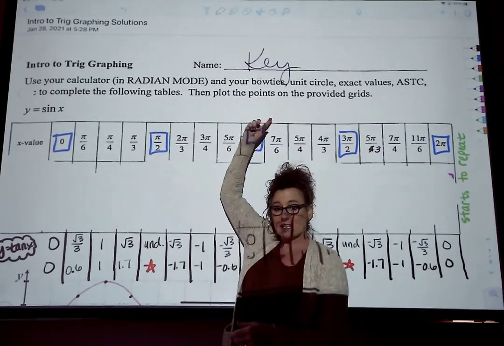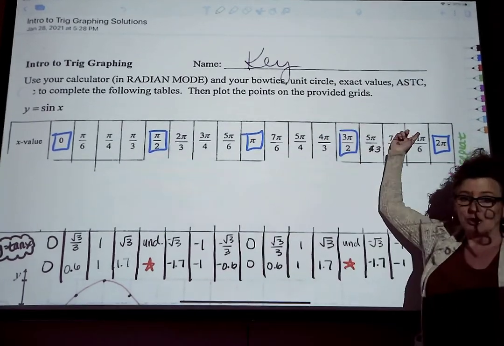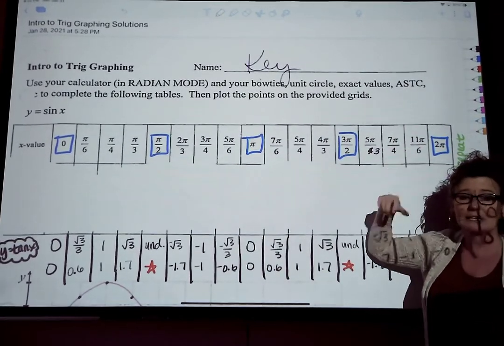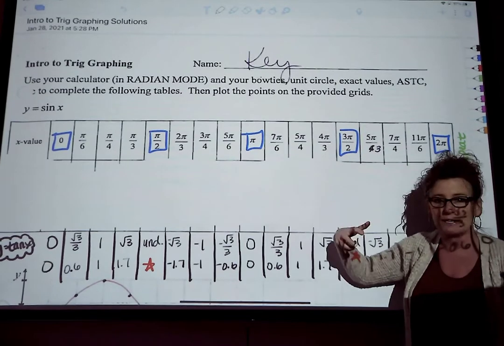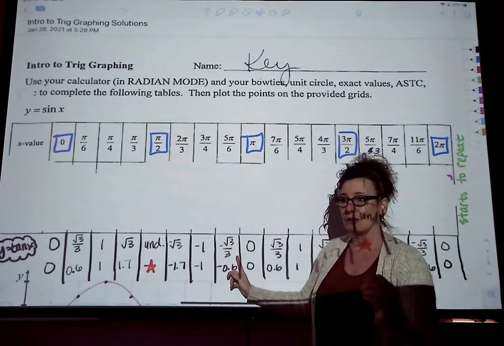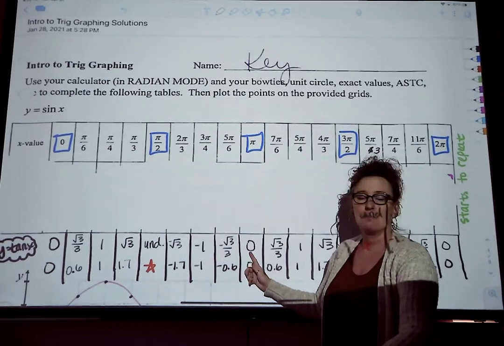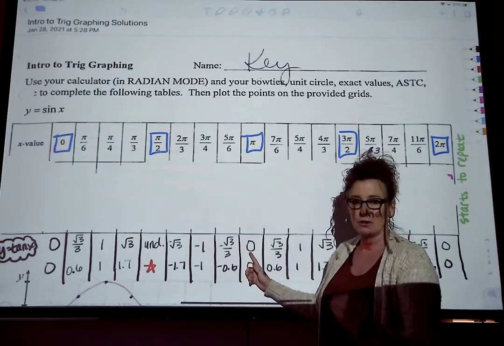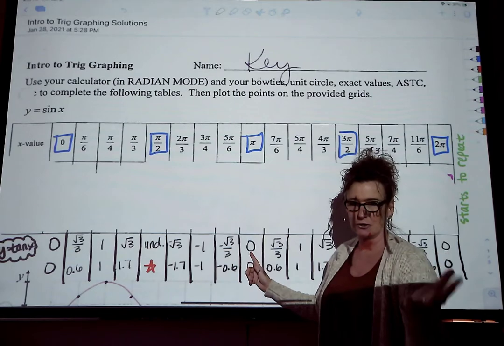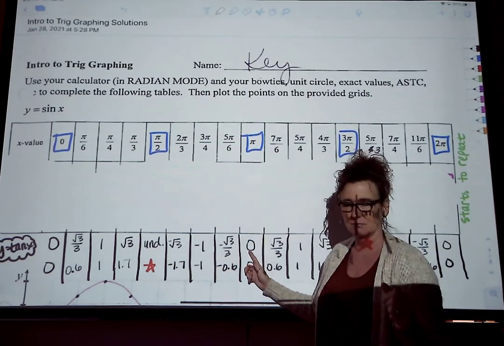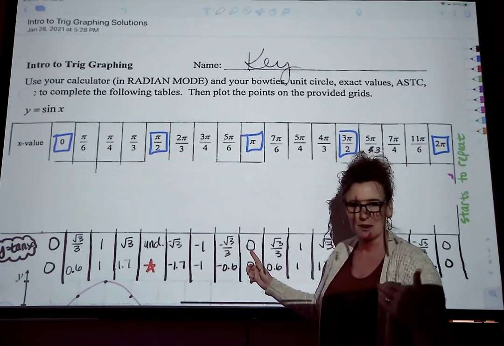The period of a sine graph is 2 pi. It takes this long to complete a cycle before it starts to repeat itself. Tangent, the period is 1 pi. It only takes this long before we complete one cycle and the graph starts to repeat itself.